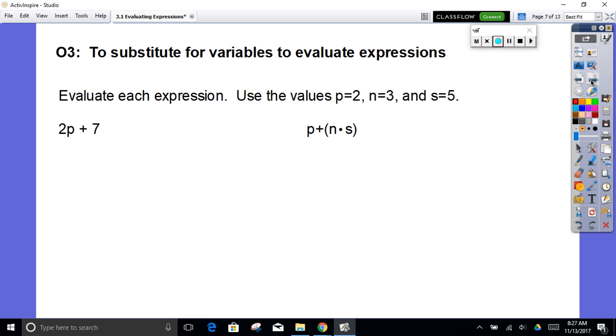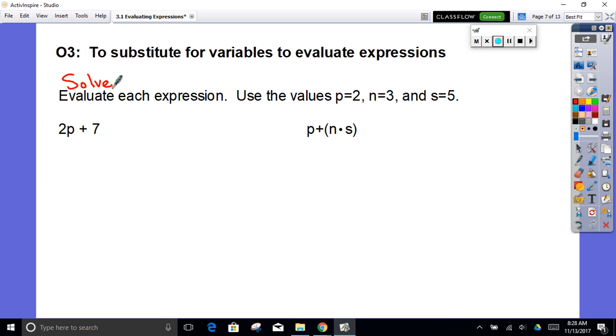Now we're on to our third objective already, to substitute for variables to evaluate expressions. To evaluate, what does the word evaluate mean, do you think? If it says evaluate each expression, what does it want you to do? Grace? To solve. So you could think of the word evaluate as meaning solve. So we're going to solve each expression.